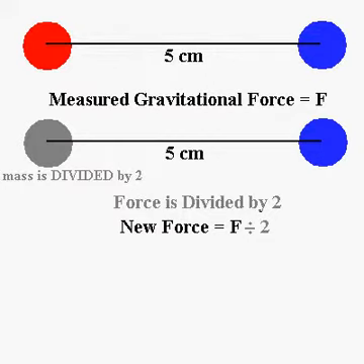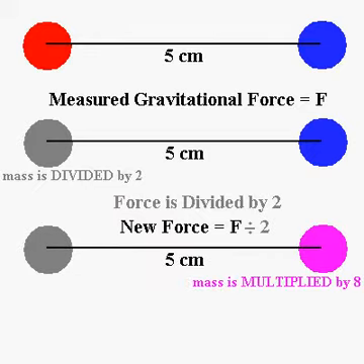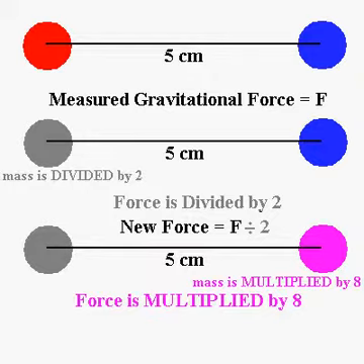Well, we're not quite done yet, because the other object is changed too. According to the problem, the other object gets replaced by an object that is 8 times as massive. In other words, the mass of the second object is multiplied by 8. Well, once again, anything we do to the mass, we must also do to the force. Therefore, if the mass is multiplied by 8, the force is multiplied by 8 as well.